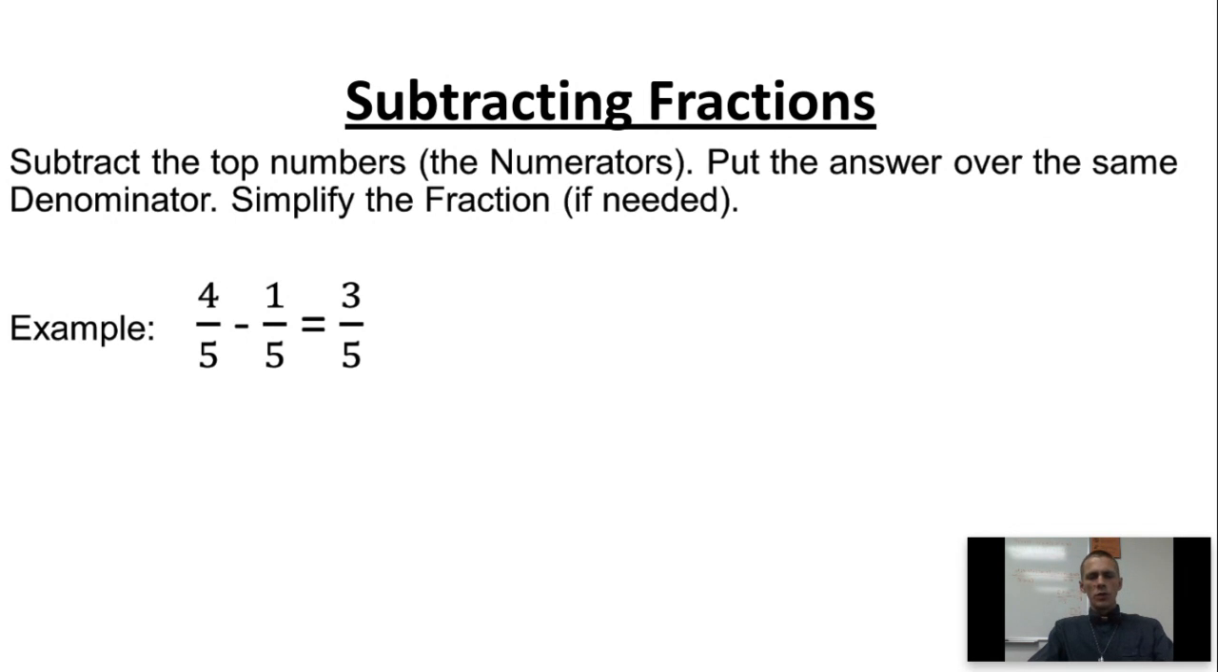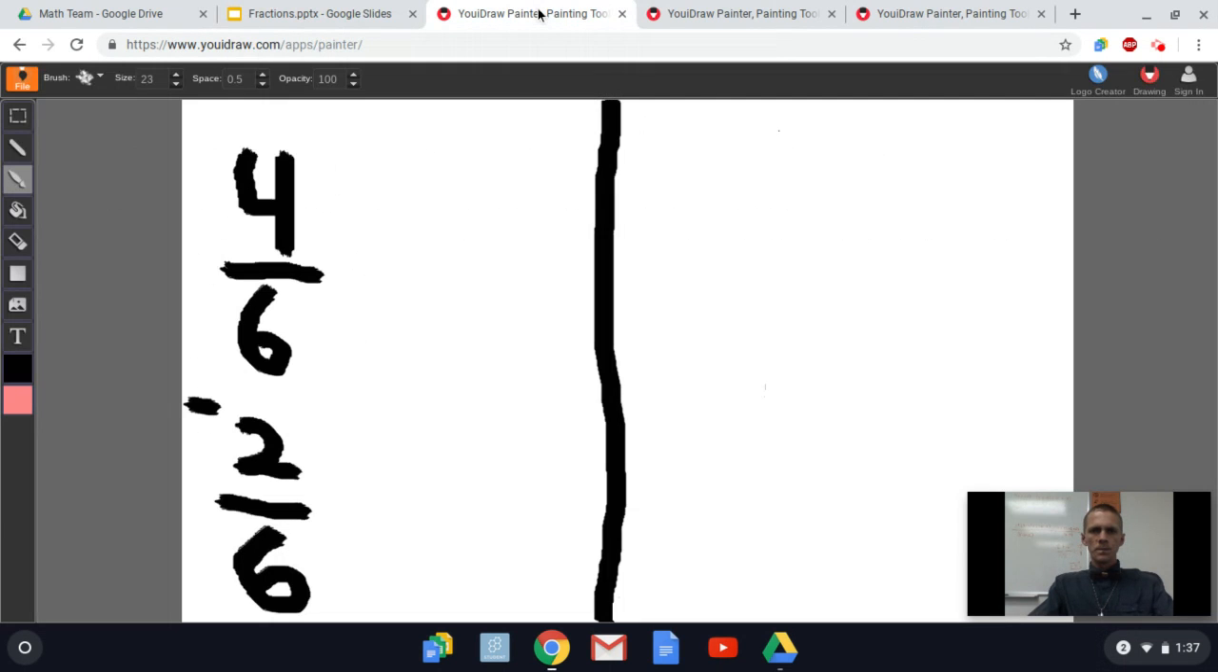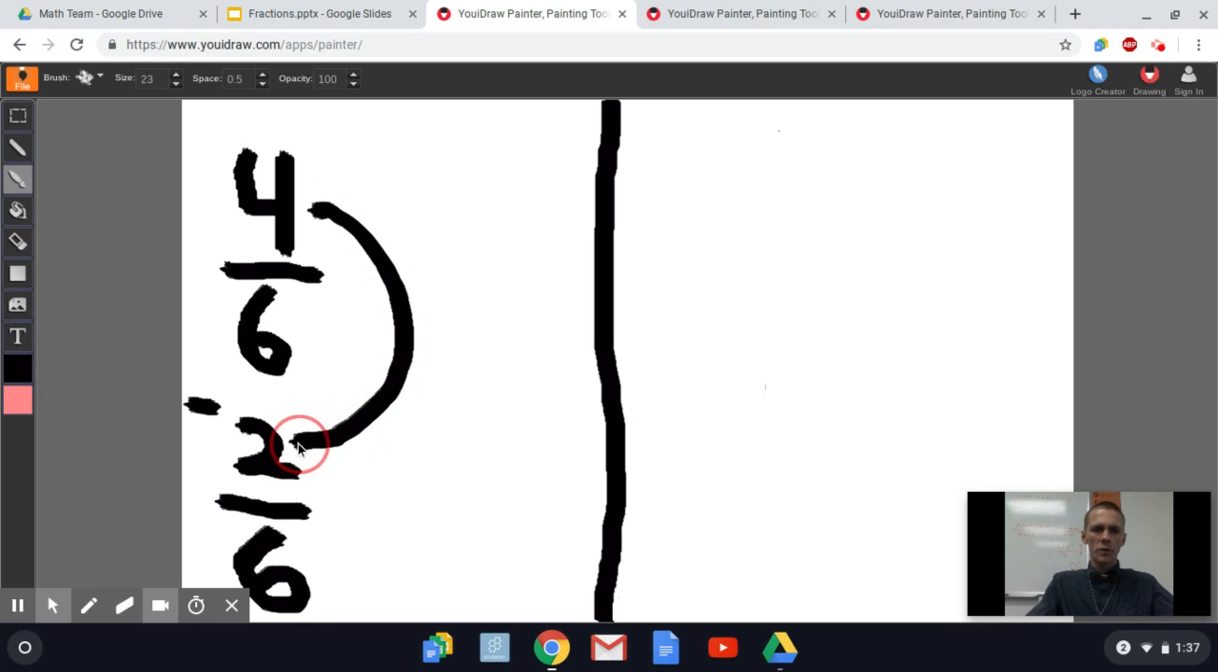Now, I want to bring you to another example of subtracting fractions. In this example, 4/6 minus 2/6, if you notice, our bottoms are the same. Our denominators are already the same, so all we have to do is simply subtract our tops from each other. 4 minus 2 is going to give us 2. Now, again, keep the bottom. So your answer would be 2/6.